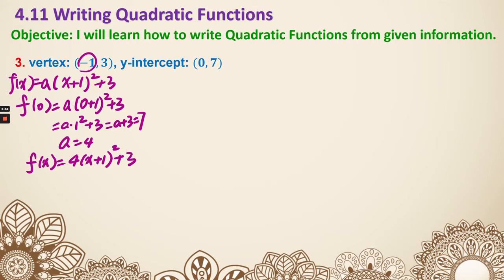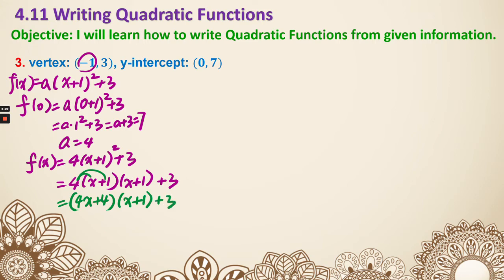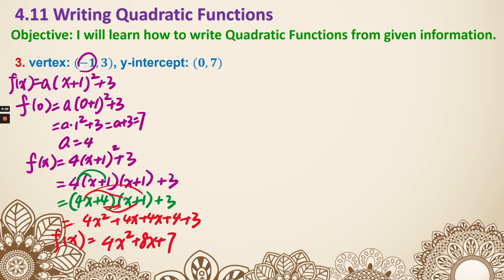Now I still need to put it in standard form, so I'm going to write x plus 1 twice, x plus 1, plus 3. I can distribute in the 4. I got 4x plus 4 times x plus 1 plus 3 on the end. Now I just need to keep distributing. I'm going to have 4x squared plus 4x plus another 4x plus 4 plus 3. Put them together. f of x equals 4x squared plus 8x plus 7. That is my final answer for the standard form.